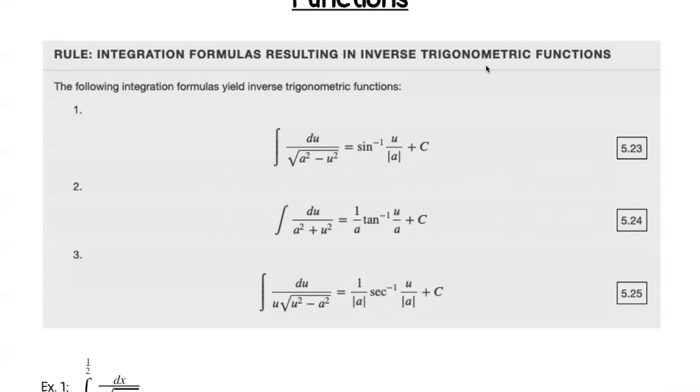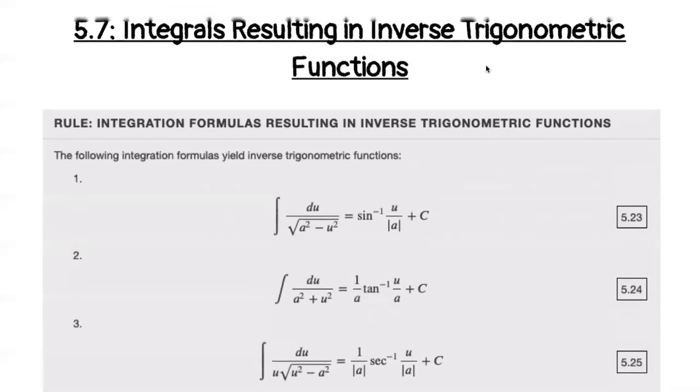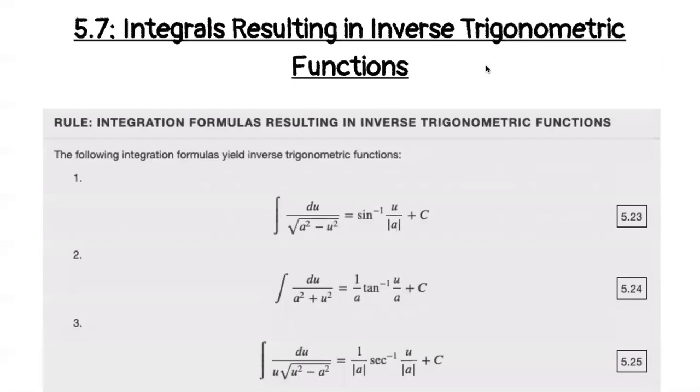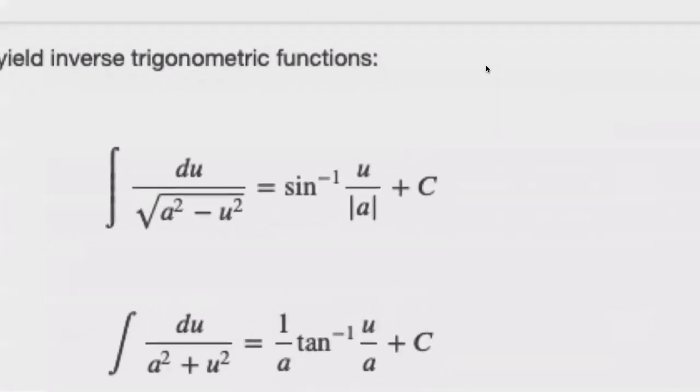So in taking a look at these formulas, these are ones that will end up with an inverse trig function. There's not inverse trig in the question part, but at the end of it, there is inverse trig, after we've taken our integral, okay? And so let's start with this first one right here. We have that the integral of du over the square root of a squared minus u squared is going to give us the inverse sine of u over a.